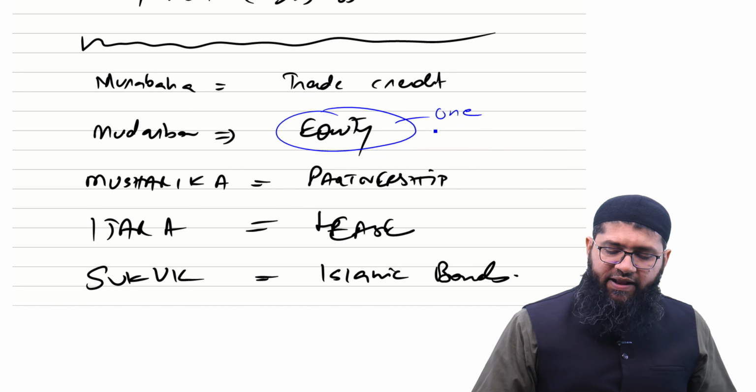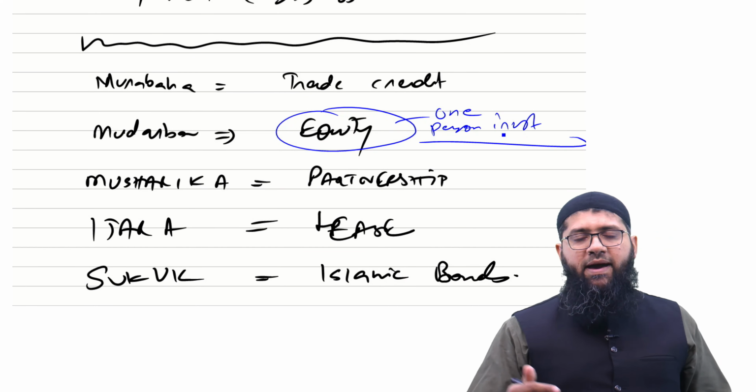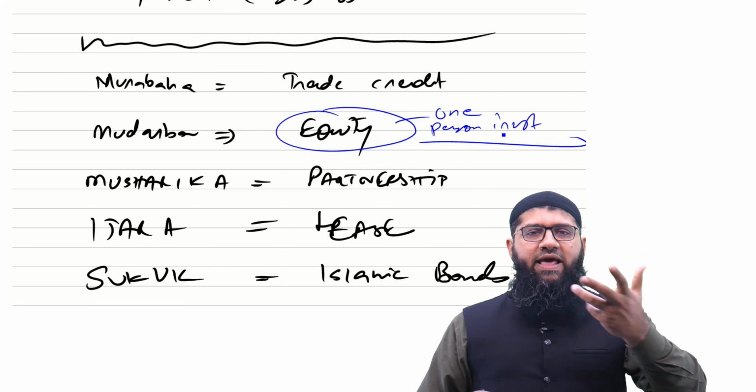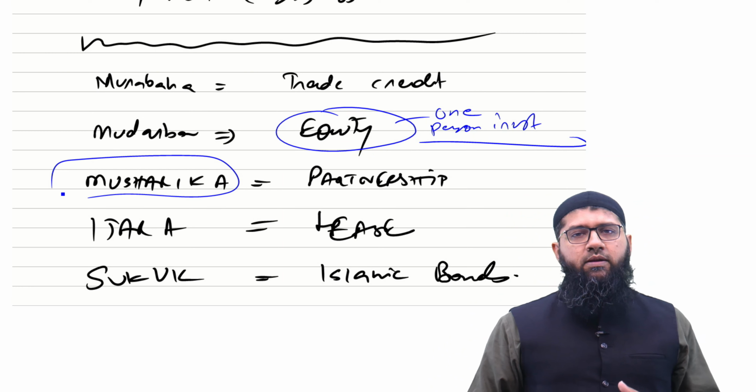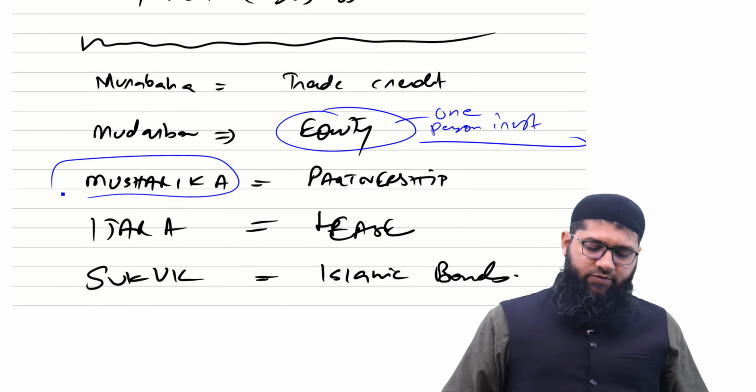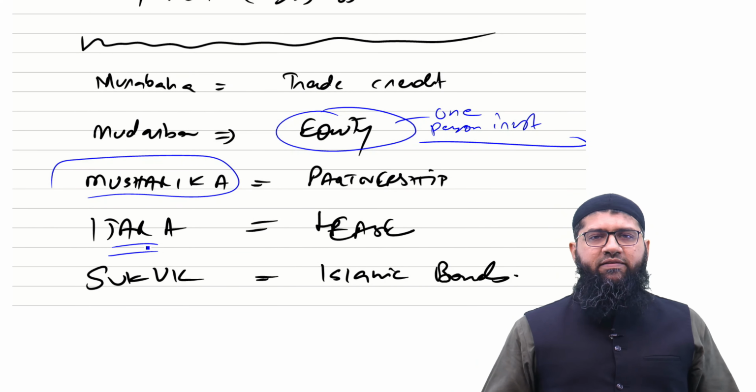Mudarba is usually equity finance where usually one person invests, the other manages. It's just like mutual funds. Then you've got Musharaka. Musharaka is partnership where all the partners have to invest. Ijara is whatever lease agreements they are, Ijara.